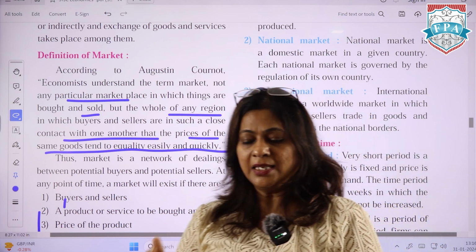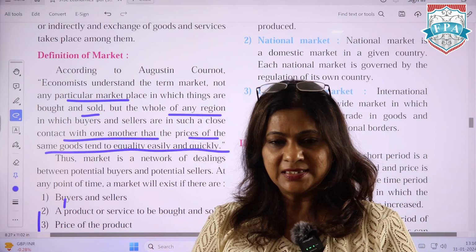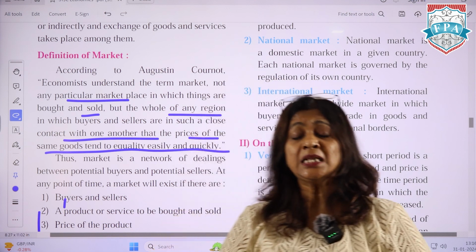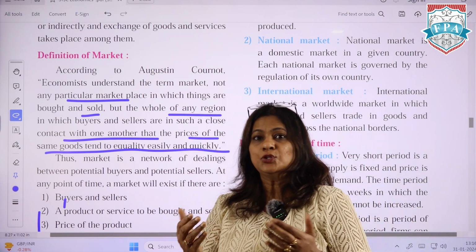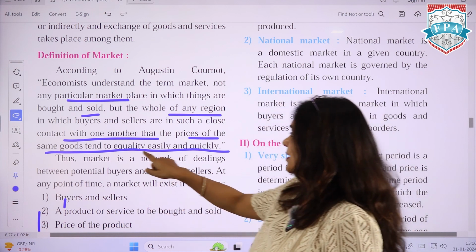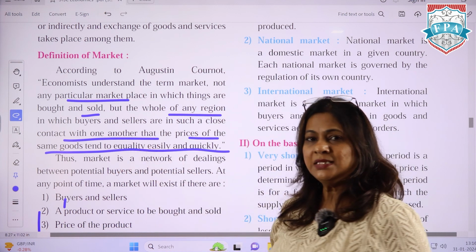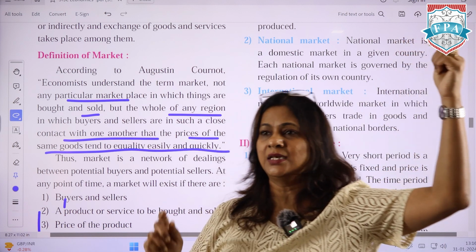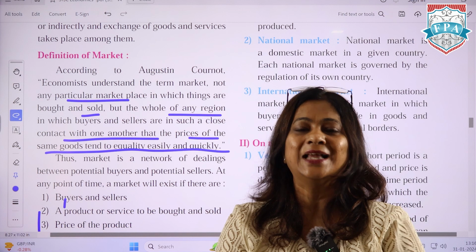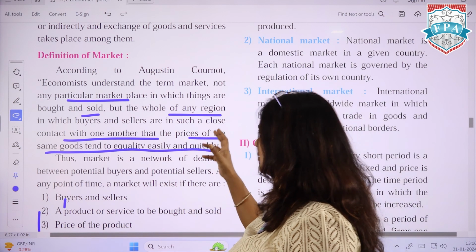What it means is that the buyer is informed about what is being sold, he is rational. So when buyers and sellers are coming in close contact with each other, tend to equality means it is not the case that the seller wants to sell and the buyer doesn't want to buy at that price, otherwise how will the sale contract happen? How will the deal happen?